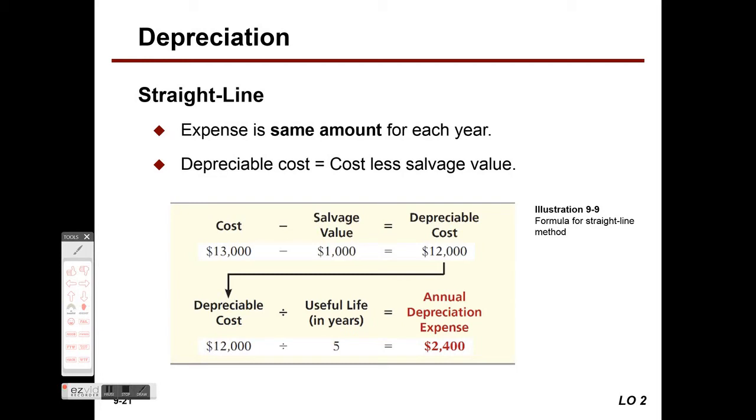So we have that formula, which is cost minus salvage value, gives you depreciable cost. Applying it to the instant example, the $13,000 for the truck less what management expects it to be worth at the end of its useful life, gives us our depreciable cost. And then all we need to do is take depreciable cost and divide it by estimated useful life, in this case 5 years, and we get our annual depreciation.